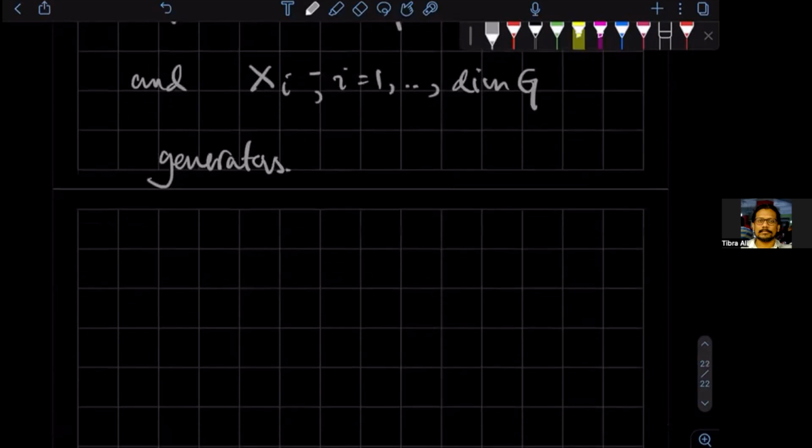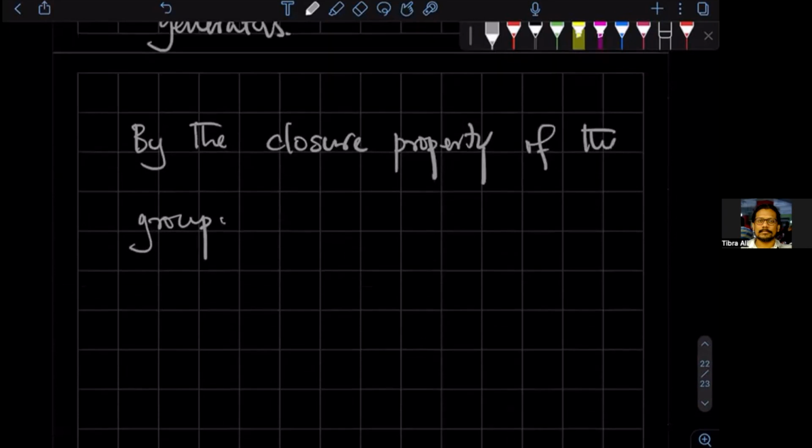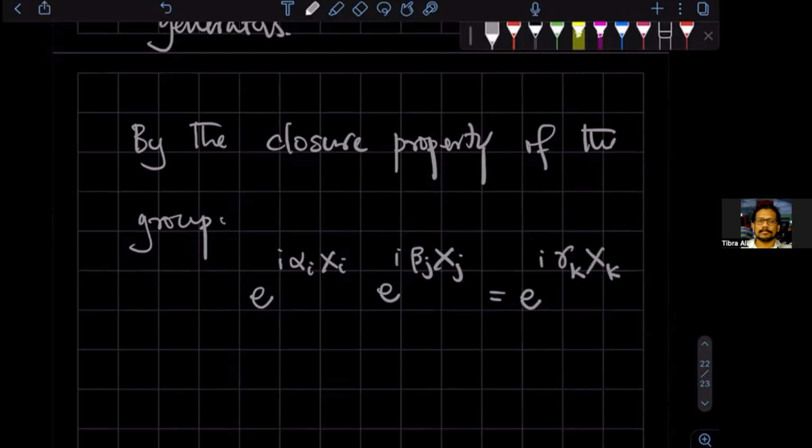Now, by the group closure property, what we can do is say that e^{i alpha_i xi_i} times e^{i beta_j xi_j}, if you multiply two group elements, then I should get another group element, which I'm writing as e to the power i gamma_k xi_k.